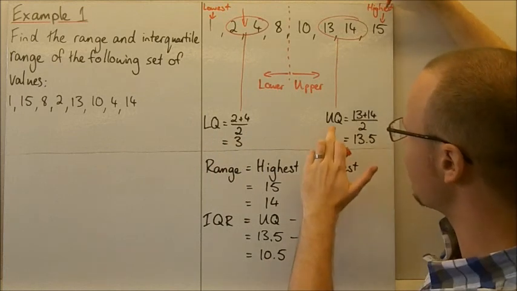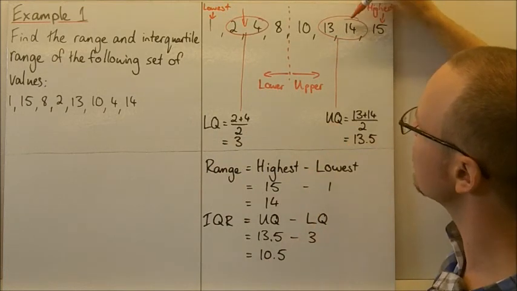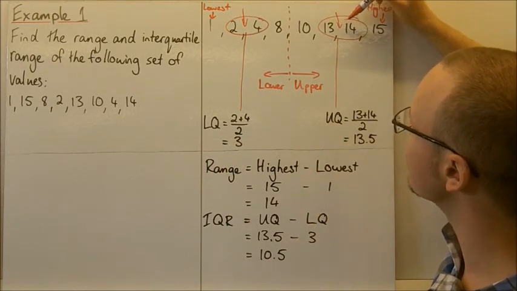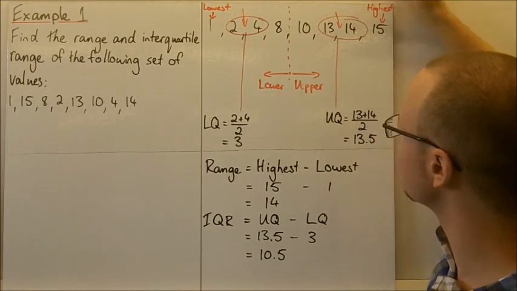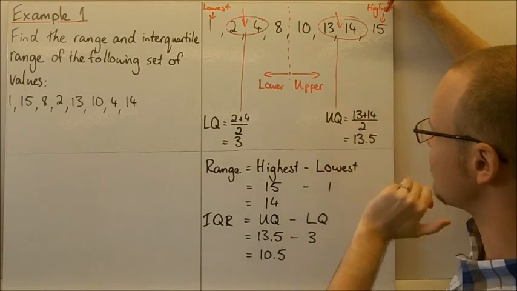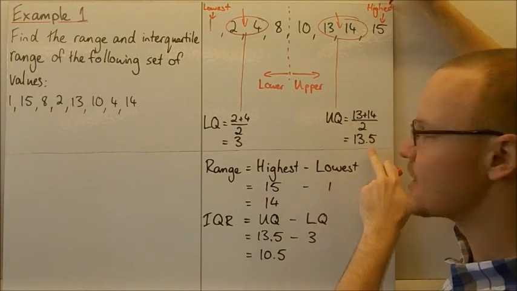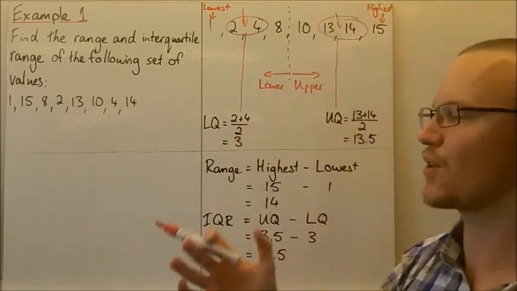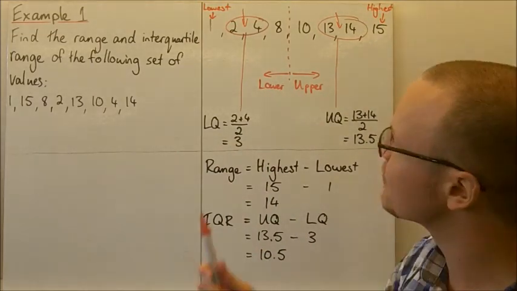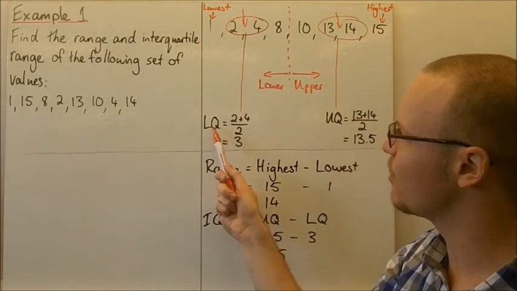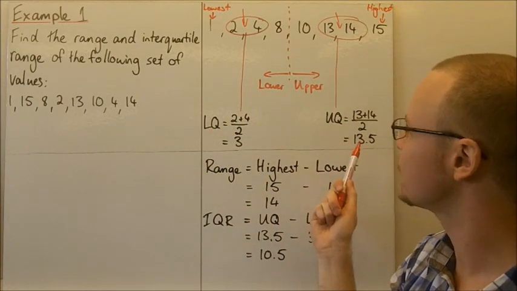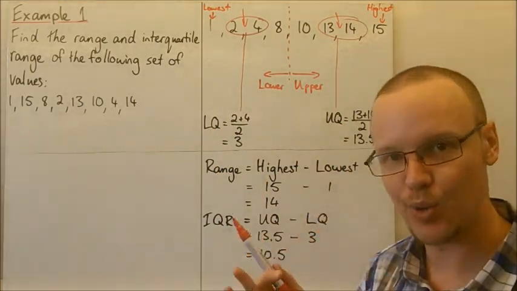To find our upper quartile, we need to find the middle value here in between 13 and 14. So the middle value in between 13 and 14, add them together and divide by 2, 13 and a half. So now we've got all of the information we need. We've got our lowest number and our highest to find our range, and we've got our lower quartile and our upper quartile to find our interquartile range.